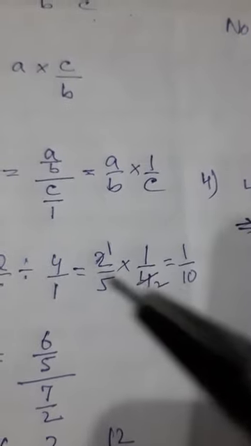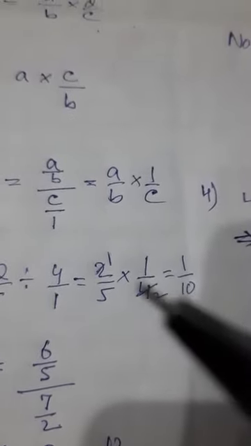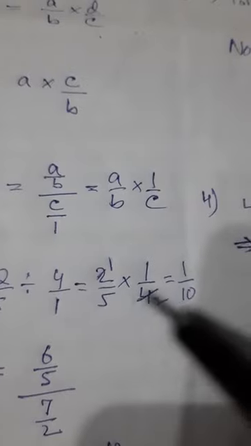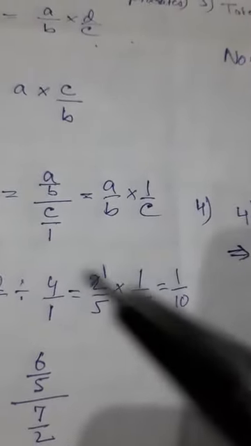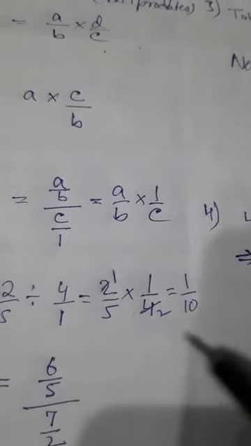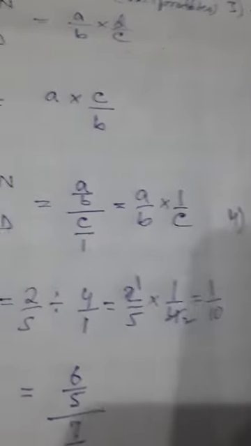All the numbers in the numerator can get cancelled with any number in the denominator. So either this way or this way, any way it can get cancelled.